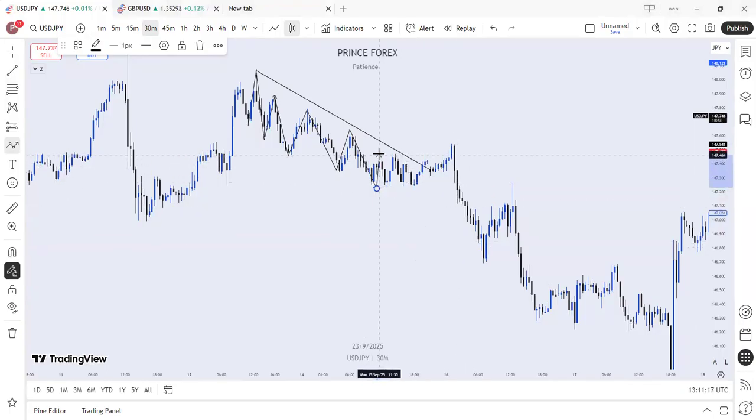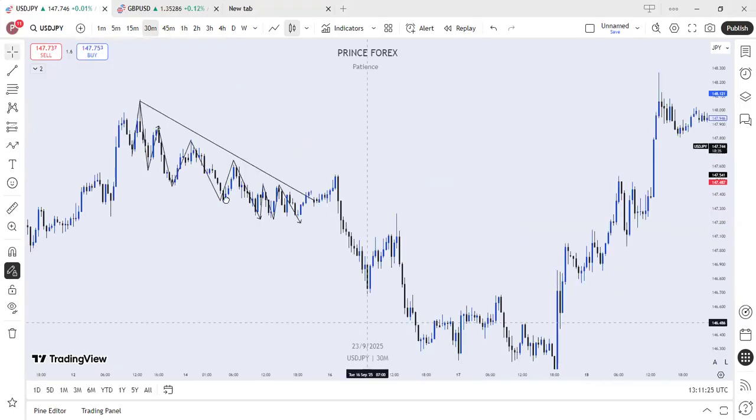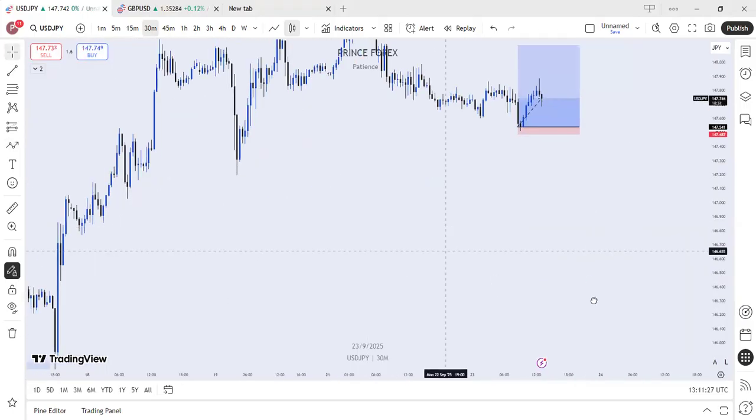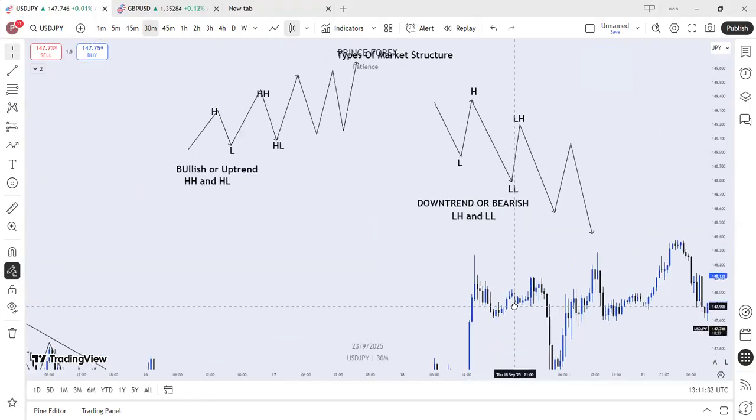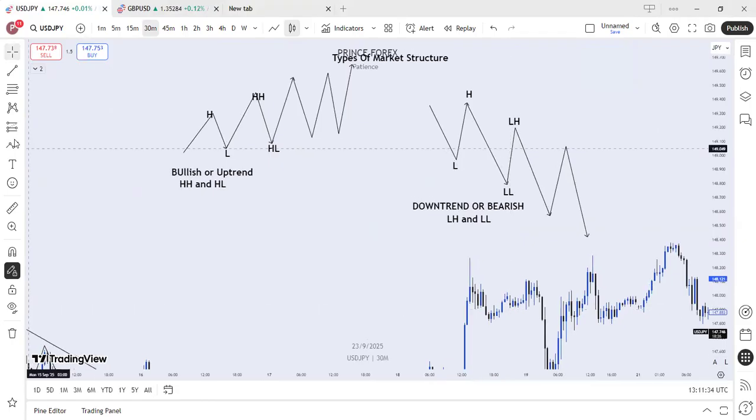So just like that, price was just creating lower highs and lower lows. These are very clear examples, and you can find a lot of them on your chart as well. All right, so let me move on to the next market structure, which is the consolidation market or the accumulation market.